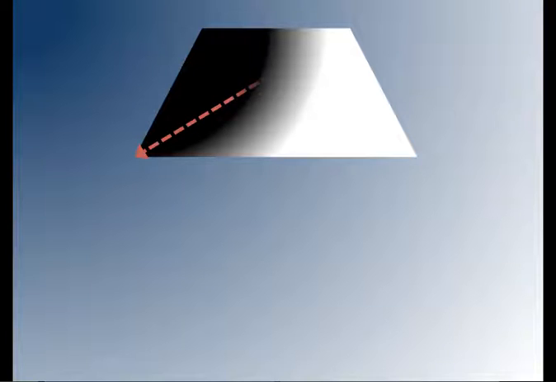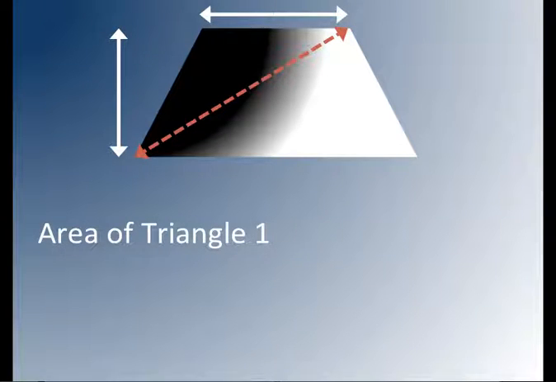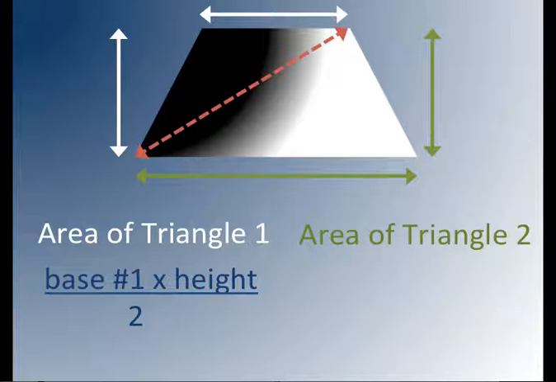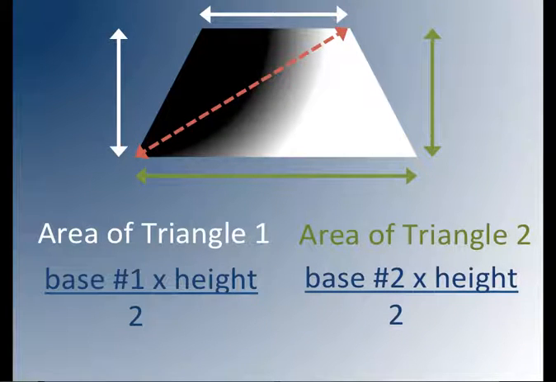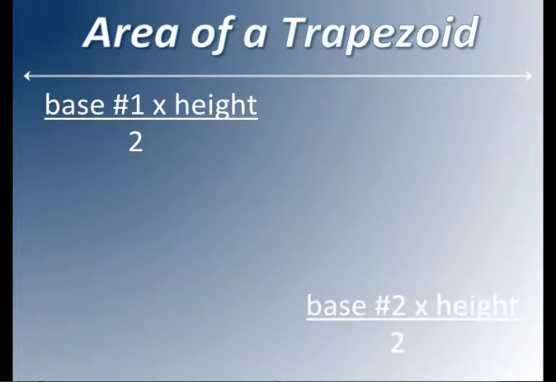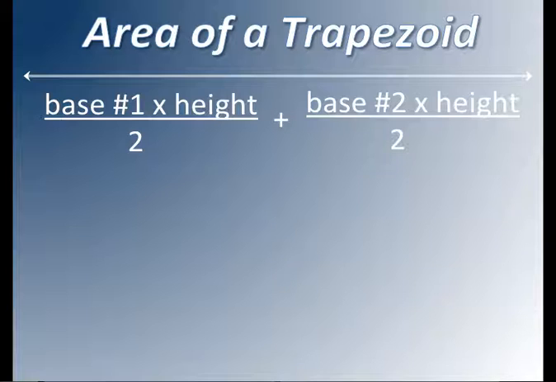What if we cut it into 2 triangles instead by drawing this line right across the middle? We have a base and height of triangle 1, and we can use base times height divided by 2. Then I see a base and a height for that second triangle, and again, we can use base times height divided by 2. The reason I'm calling one base 1 and the other base 2 is because they're different bases. They're not the same number. So if we added those together, we should get that same answer.